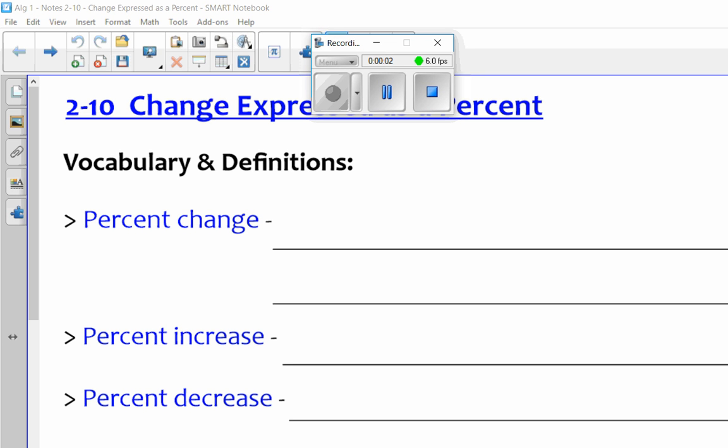Okay, everybody, this is Chapter 2, Section 10. This is the last section for Chapter 2. We're looking at how percentages change, and percentages change two different ways. They either increase or they decrease, okay? So it's either up or down.